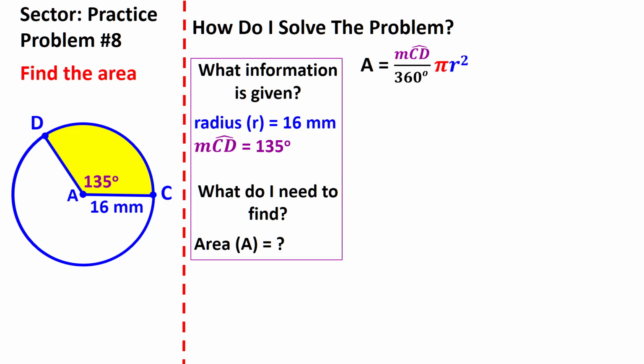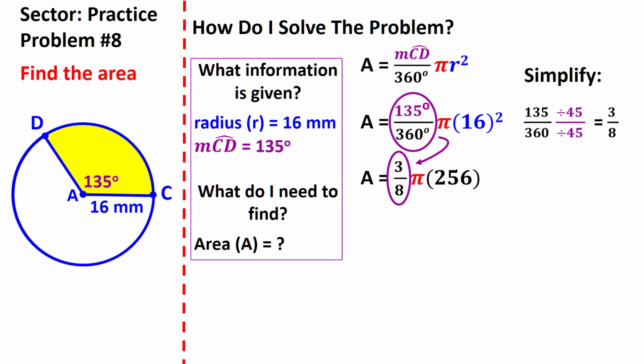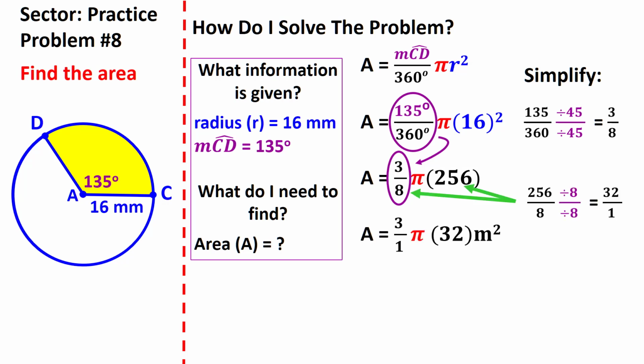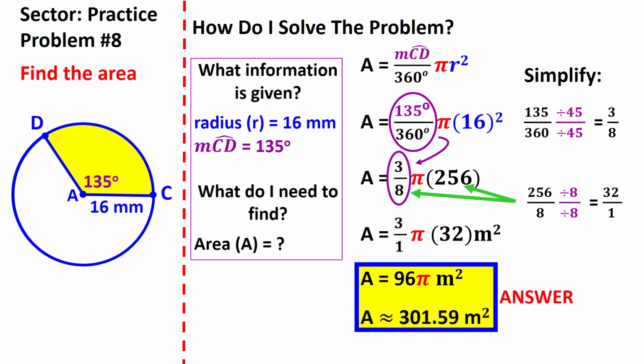I start with the formula. Substitute in 135 degrees and 16 for the radius. I simplify 135 degrees over 360 by dividing the top by 45 and bottom by 45. I get 3 over 8. Next, I take 256 divided by 8, which is 32 over 1. Next, I take 3 times 32, which is 96. So the final answer is 96 pi meters squared, or a decimal answer 301.59 meters squared.